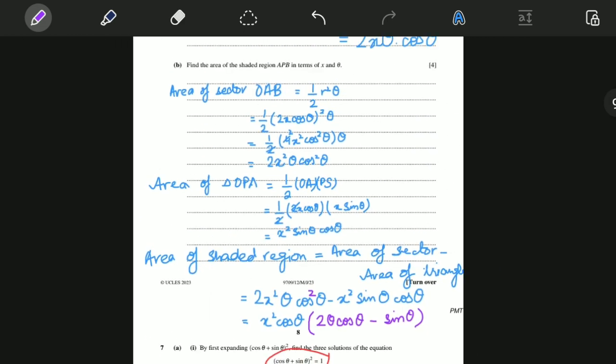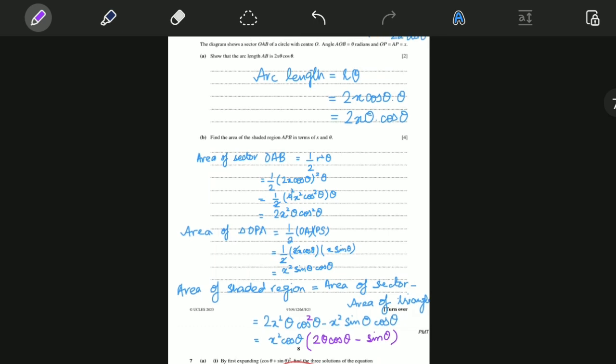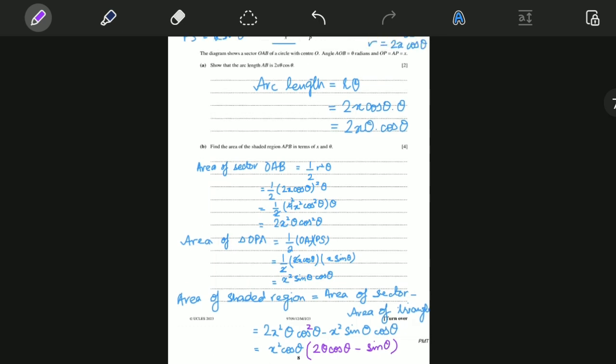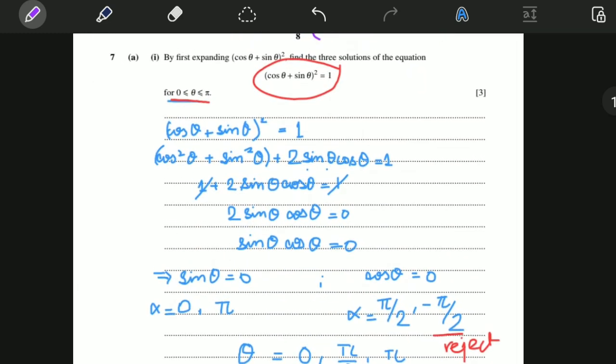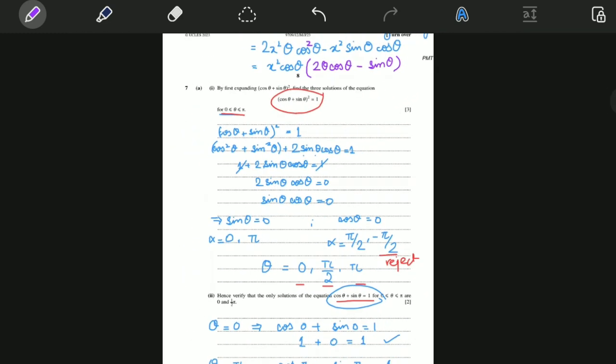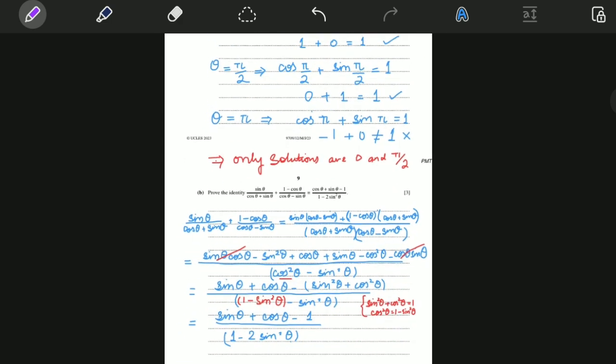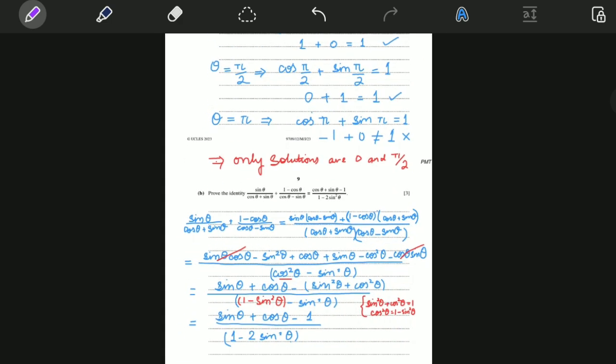This is it. This is your final solution. Now let's move on to the next question, question 7. I have already solved it. There is a reason behind it. See this whole solution.